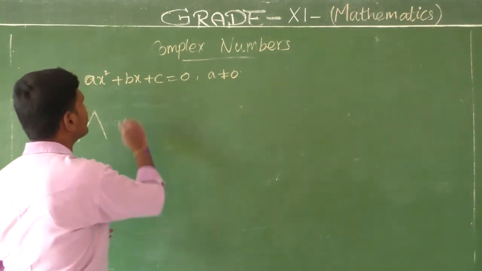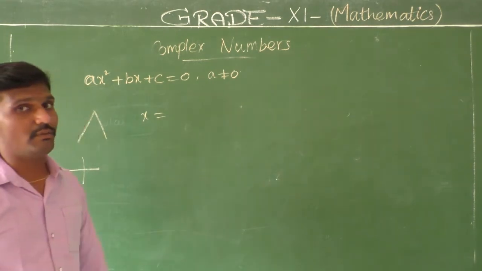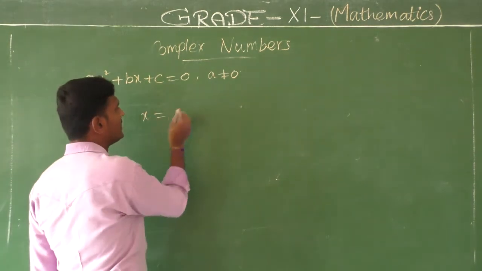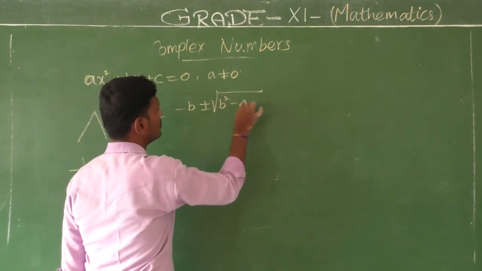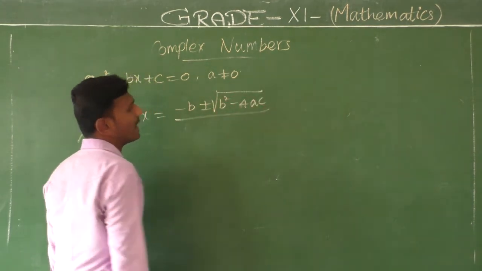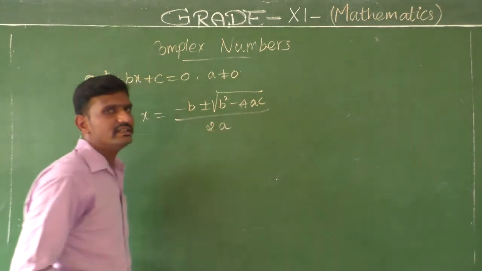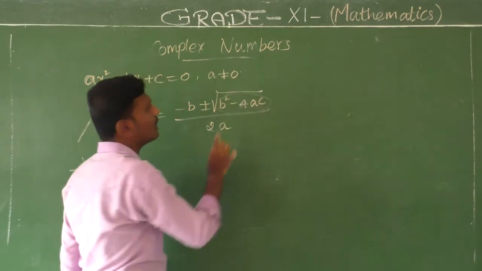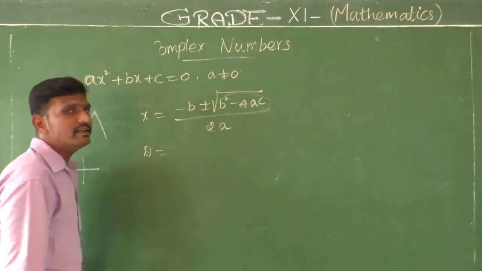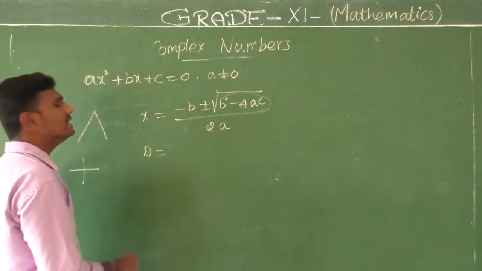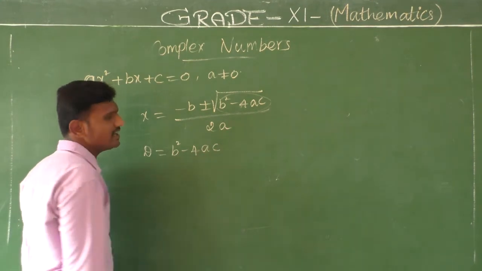Now we are going to use the quadratic formula. What is the name of the formula? Quadratic formula. So the quadratic formula is x equal to minus b plus or minus square root of b square minus 4ac, the whole divided by 2a. Here in the root, what is inside? Square root of b square minus 4ac. That is called the discriminant. So the discriminant is equal to b square minus 4ac.